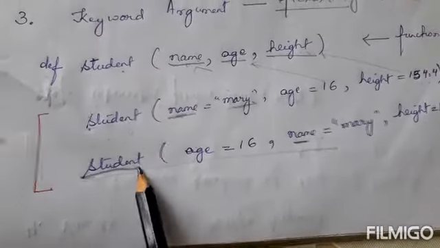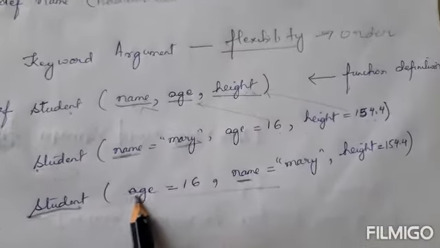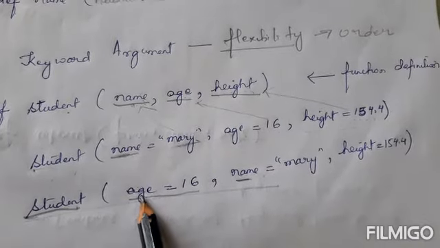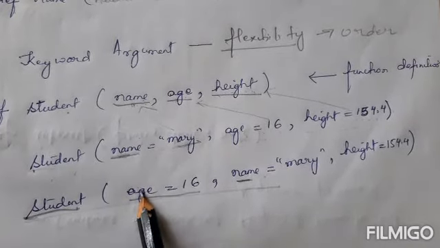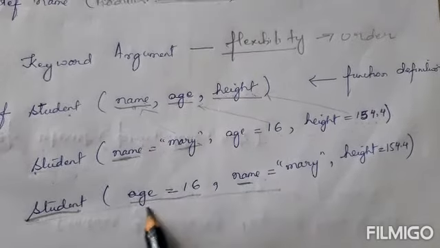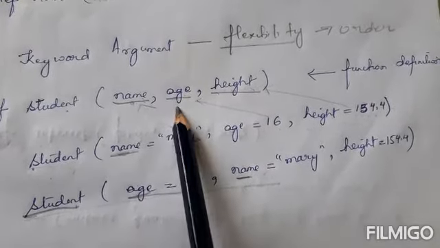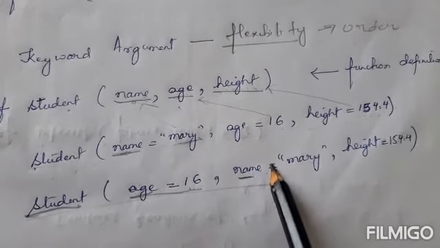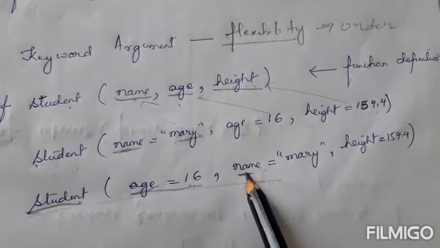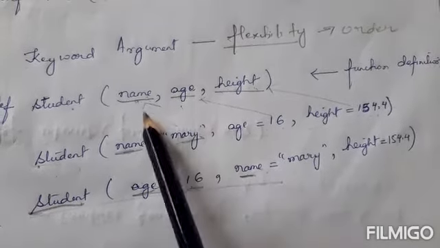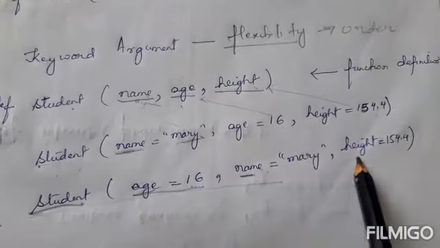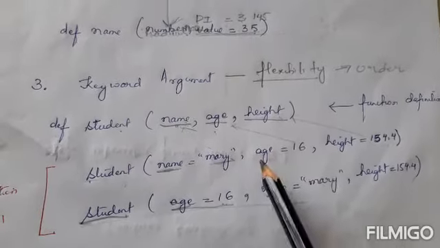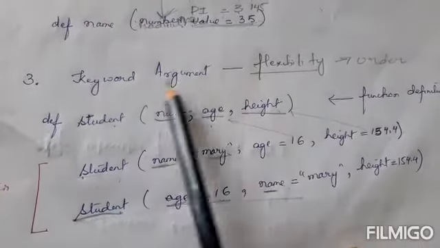I have the function call student, followed here by age. I've not started it with name, but I've started it with age. So when your interpreter comes across this, it will directly search for the parameter which has the same name, age. So this 16 will be assigned to age. After that we have name. The interpreter will check for the parameter which has the same name, so it will assign Mary to that. Likewise, it will assign height. So it can be in any order. Fine. So this is the flexibility provided in keyword argument.